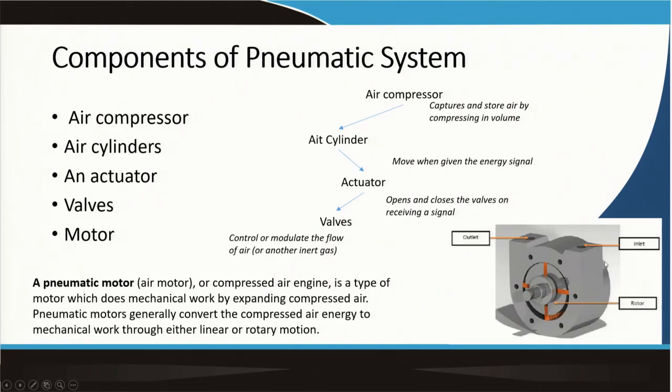That means while the compressed air is going in, the device inside this air motor gets rotated, and for that you have vane type motors. There are different types of air motors. So, these things are used for it.